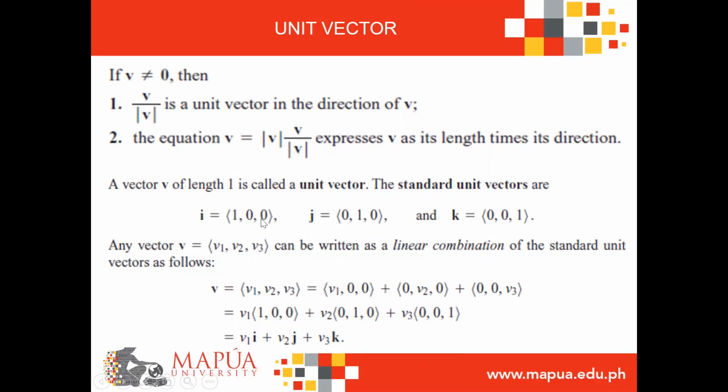The standard unit vectors are i, whose components are equal to 1, 0, 0 in angle bracket notation, j equals 0, 1, 0 also in angle bracket notation, and k equals 0, 0, 1 in angle bracket notation. Any vector v whose components are equal to v1, v2, v3 can be written as a linear combination of the standard unit vectors as follows. v equals v1, v2, v3 is equal to v1, 0, 0 plus 0, v2, 0 plus 0, 0, v3.